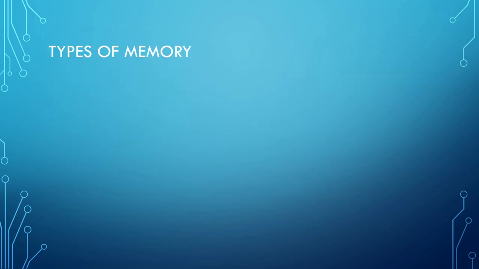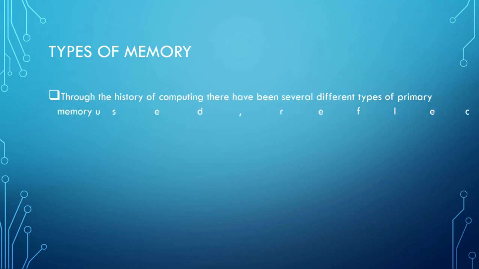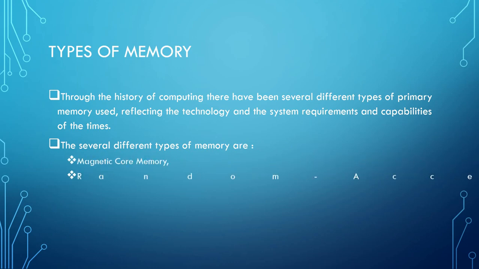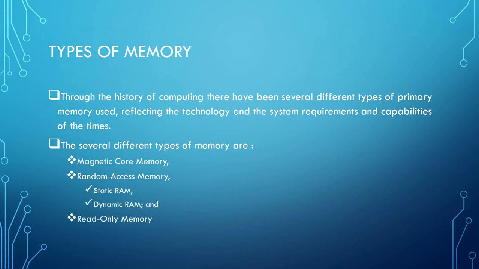Types of memory. Through the history of computing, there have been several different types of primary memory used, reflecting the technology and the system requirements and capabilities of the times. The several different types of memory are magnetic core memory, random access memory, static RAM, dynamic RAM, and read-only memory.